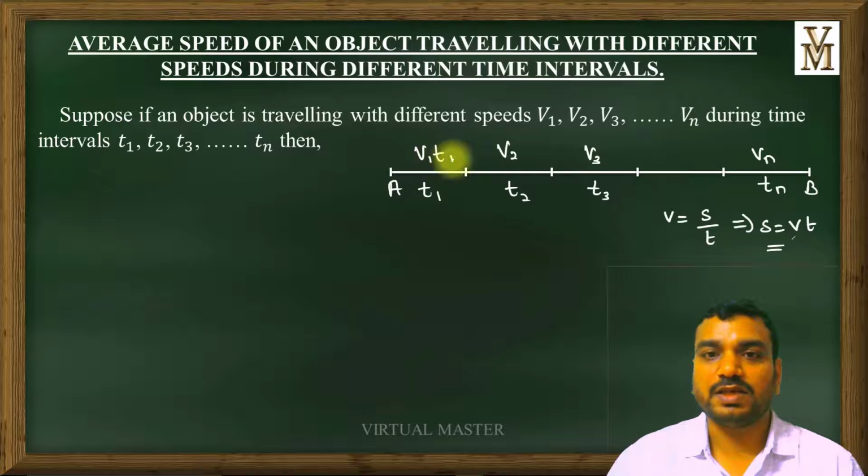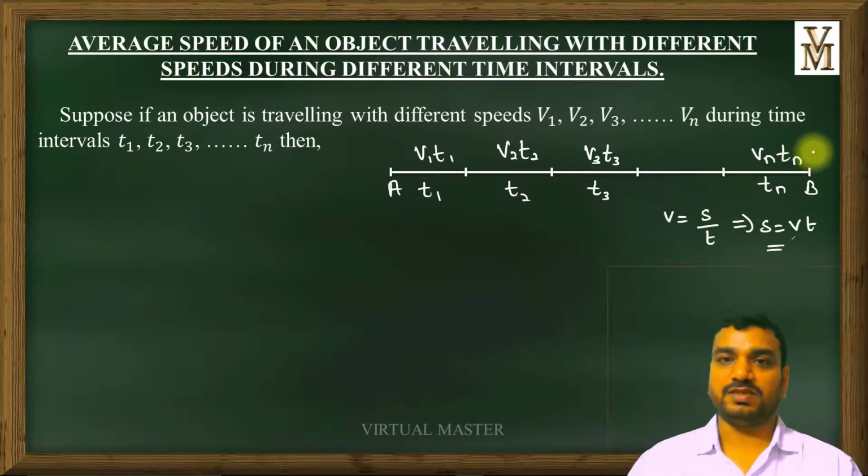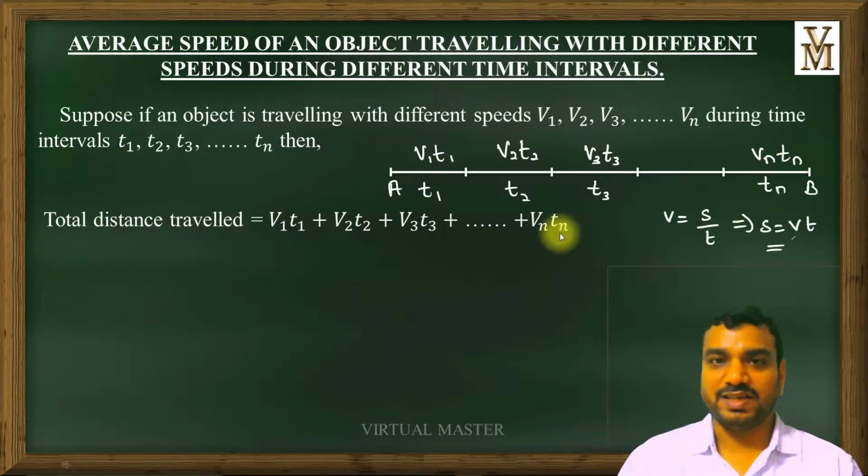Now, according to this formula, I can say the distance between point A and this point is v1 into t1, and the distance between these 2 points is v2 t2, and the distance between these 2 points is v3 into t3. Similarly, the distance between this point and point B will be equal to vn into tn. So the total distance traveled by an object will be equal to v1 into t1 plus v2 into t2 plus v3 into t3 up to vn into tn.